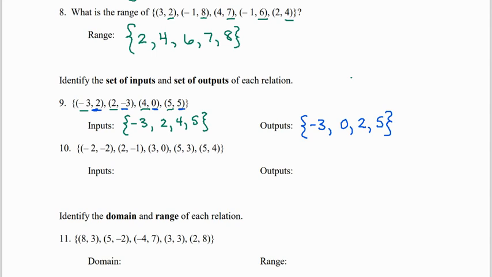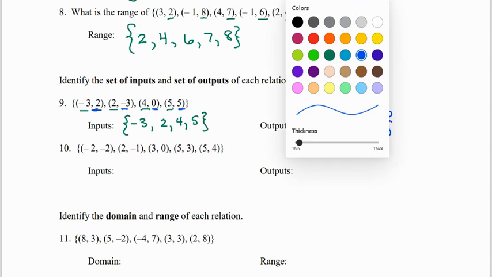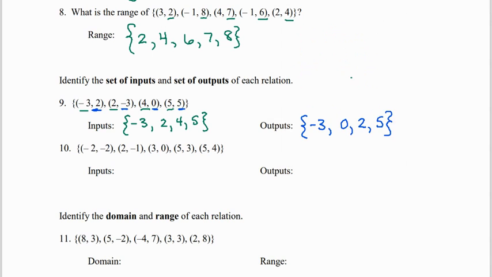All right, let's see how we did. So I'll use green again for the inputs. So -2 is our first X value, 2, 3, 5, and 5. So those inputs from least to greatest, -2 is the smallest, then 2, then 3, and then 5 shows up twice, but I'm only writing it once.